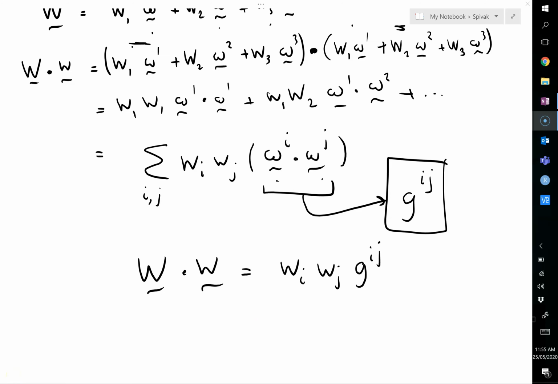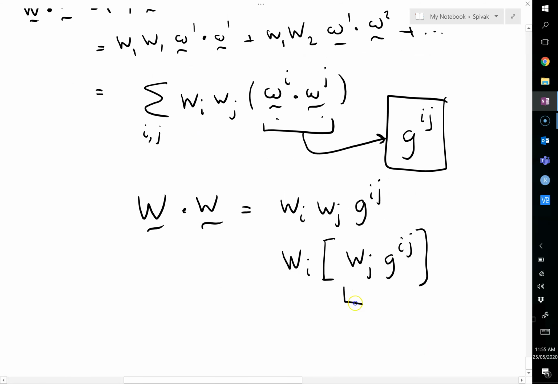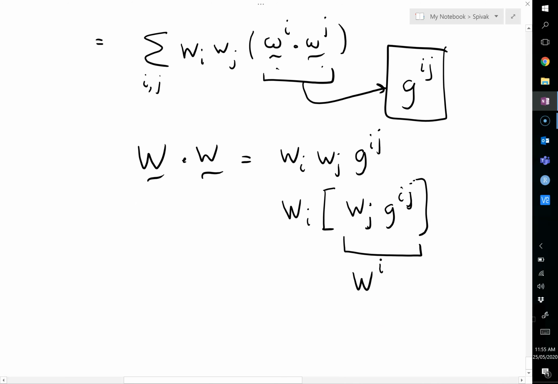Now what I want to do is to bracket this in a slightly different way. It's w_i, and then I'm going to put the brackets here, w_j g^ij, and the j's are summed. So the way to think about that is that we've got w with a downstairs index, I'll call it a j, then we multiply by this metric tensor g^ij, and we've got a thing which I'm going to call w with the upstairs index.